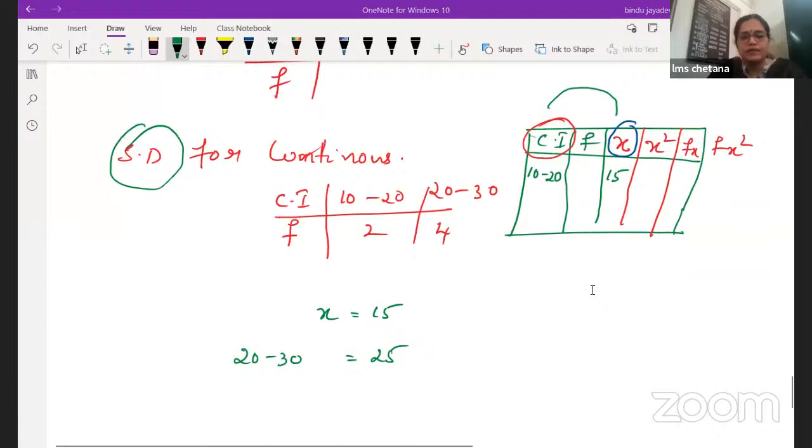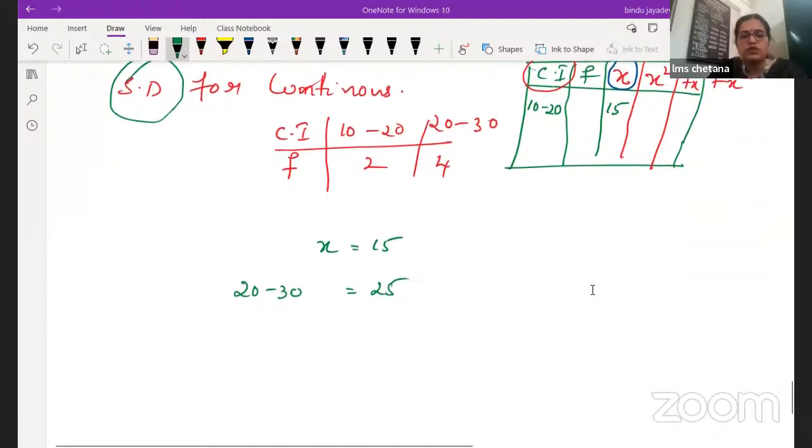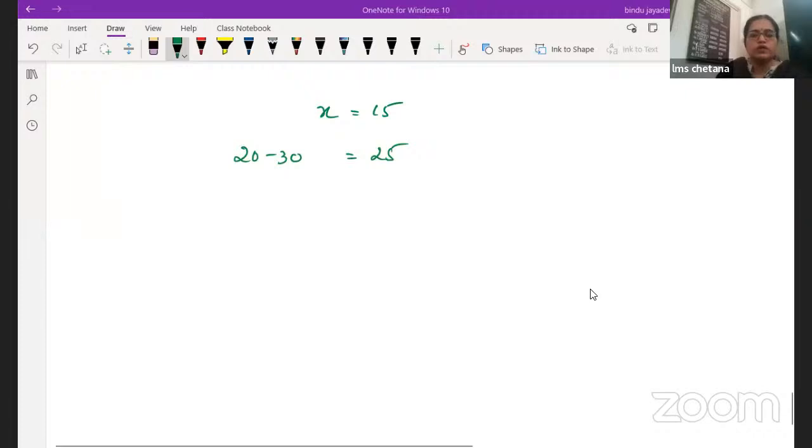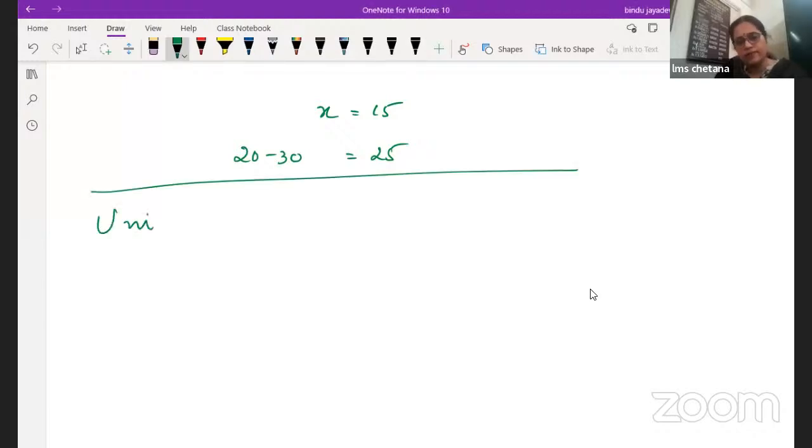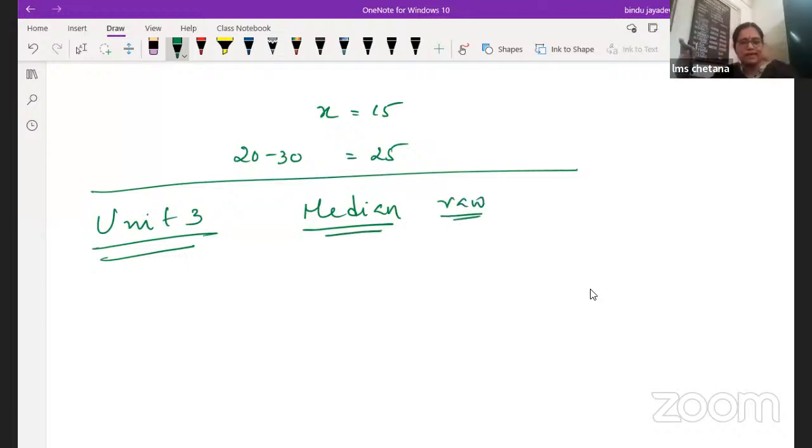Clear? Now, can I move on? Now, I just want 2 things from you. I think we discussed 6 questions for unit 3. Now, please listen. Unit 3, we discussed 6 questions. Apart from that, please learn median. For raw data median, I already told you that middle value means n is 7, n is 8, we did it. Therefore, median for discrete and continuous, please learn.